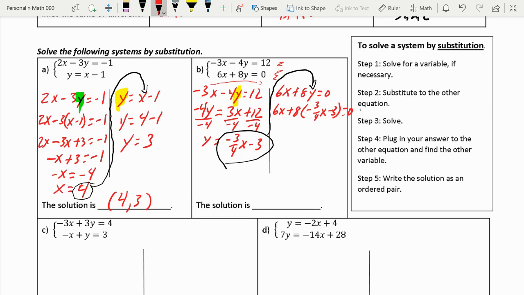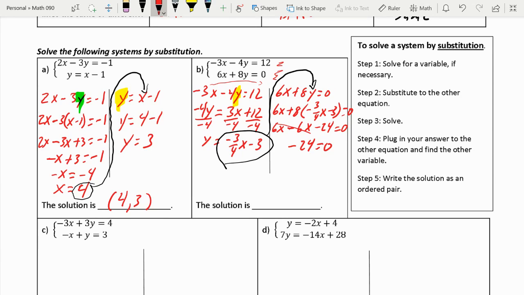All right, now I have to distribute that 8. Oops, sorry, it's going to be a minus. So 8 times negative 3 over 4 ends up giving me negative 6x. 8 times negative 3 gives me negative 24 equals 0. Well, you'll notice right here, 6x minus 6x, these two cancel each other out. So I'm left with negative 24 is equal to 0.